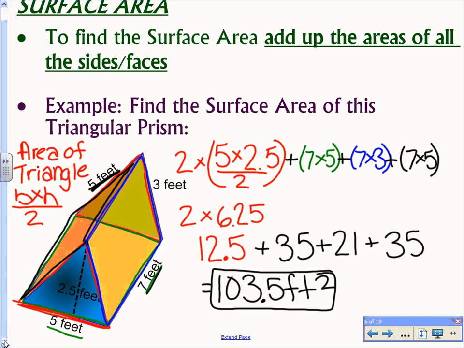There really isn't a formula for finding the surface area of a triangular prism. The best way to do it is just to think of each face separately and then add up all their areas.